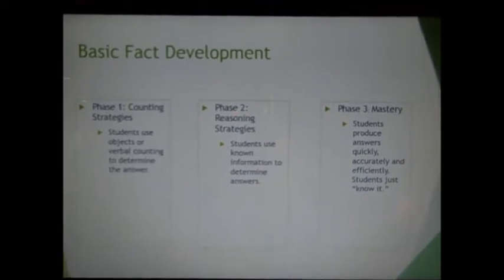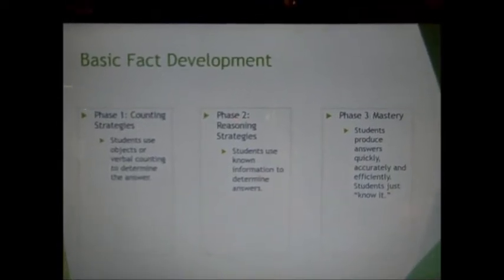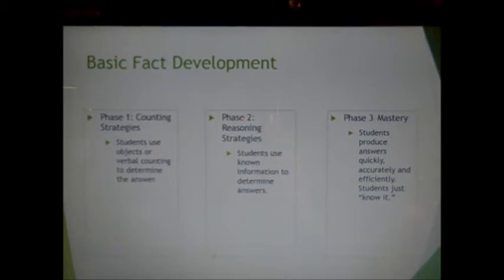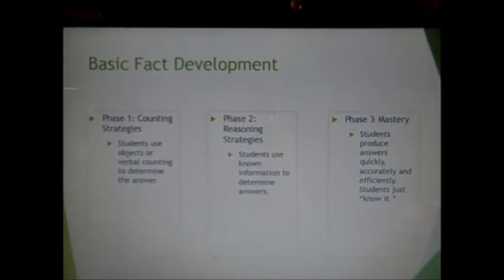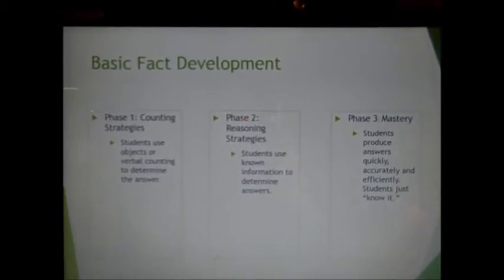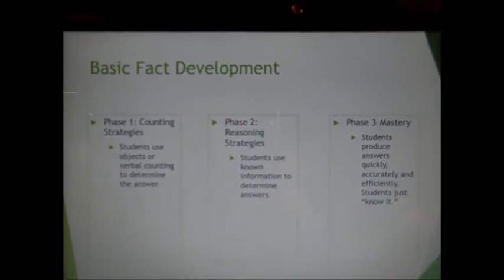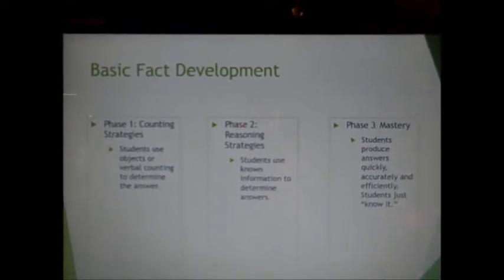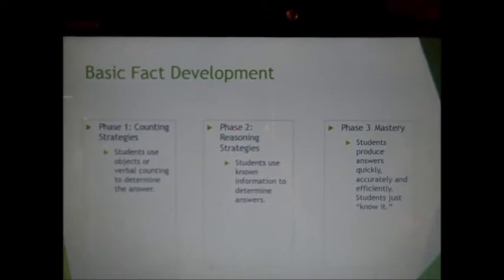Basic fact development. Developing quick and accurate recall of the basic facts is a developmental process. There are 3 phases in this development. Phase 1 is counting strategies. Students use objects such as fingers and manipulatives, or verbal counting like counting on, to determine the answer.